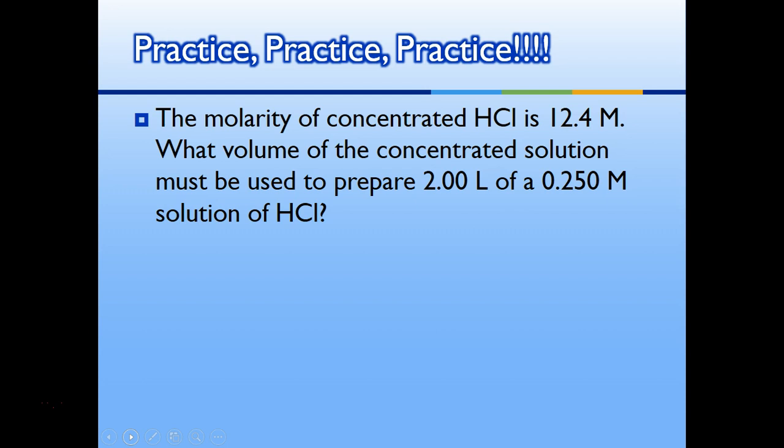So the molarity of concentrated hydrochloric acid is 12.4 molar. What volume of the concentrated solution must be used to prepare 2 liters of a 0.250 molar solution of HCl? So as you can see, we're starting with the concentration of 12.4 molar. So that's going to be our M1. And we want to know what volume of that we need, so that's going to be the V1. And then we know our final volume right here, and we know our final concentration that we're looking for, which is right there. So it's just a matter of plugging it in.